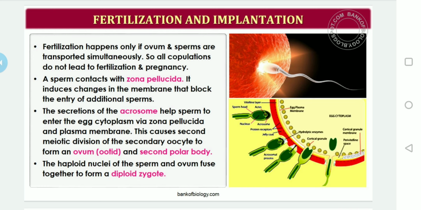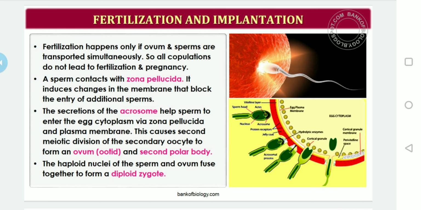Remember, whatever the case may be, if copulation happens during the fertile period, near the ovulatory phase, as I said in the last class, only then is there a possibility of pregnancy. Otherwise, not all copulation leads to fertilization and pregnancy. The process of fusion of the sperm with an ovum is called fertilization.